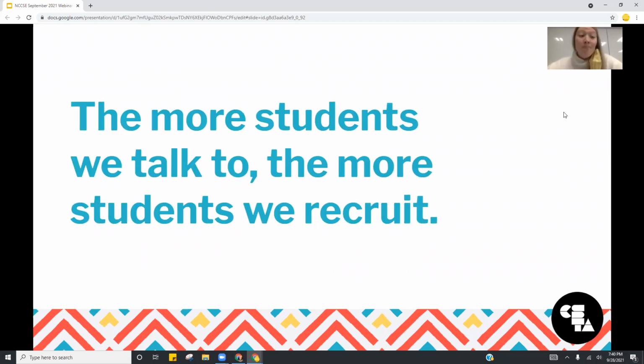The bottom line is that the more students you talk to, the more students you can recruit. If you are able to get one-on-one time with a student, whether it's you, another teacher, or a counselor, and you can connect with them on a one-on-one level, the more likely you are to recruit them to join your course.